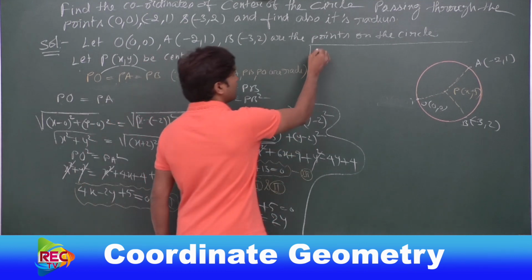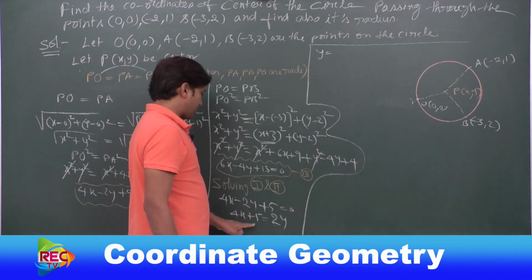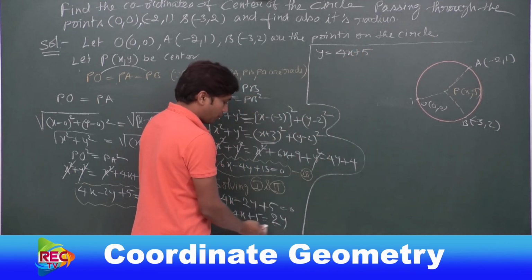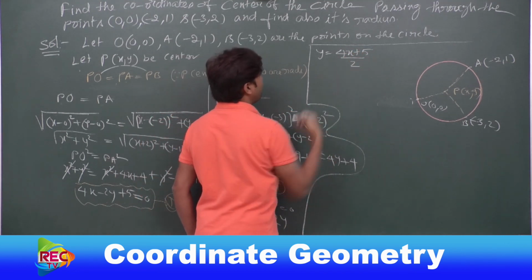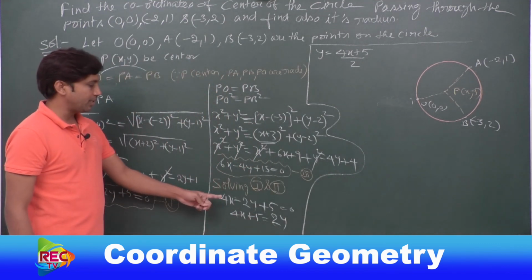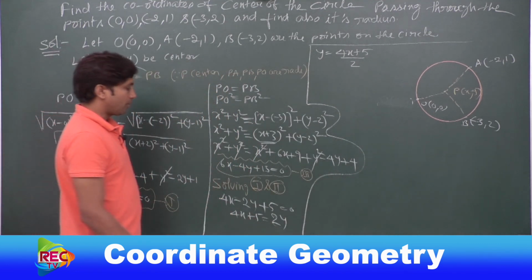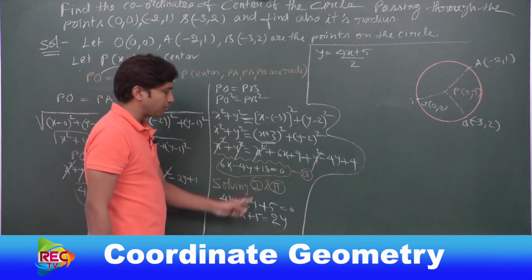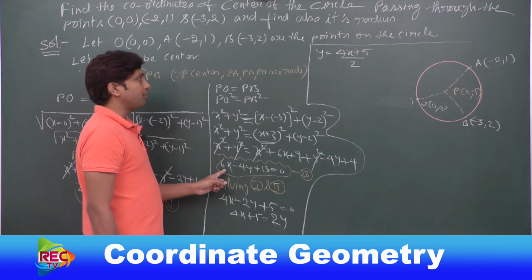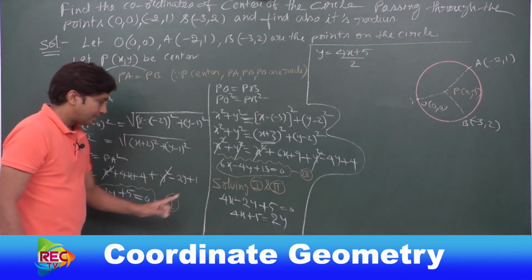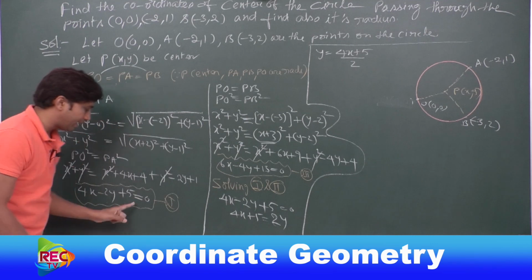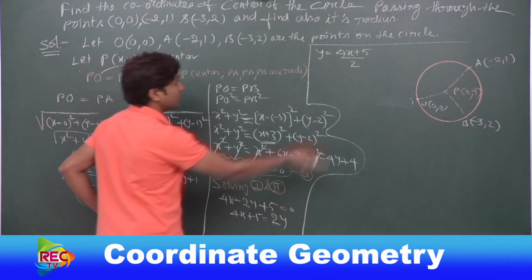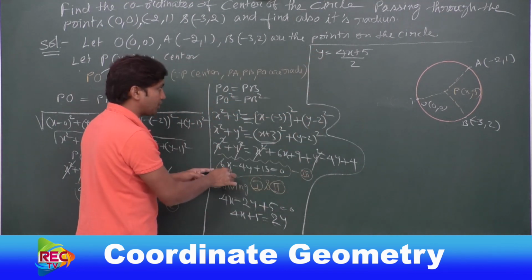So y equal to how much? y equal to 4x plus 5 upon 2. This 2 will come down. So we obtained the y value from equation 1. Now let us substitute in equation 2. See, in 1 and 2 we are doing these adjustments. In equation 2, we substitute the value of y obtained from equation 1.